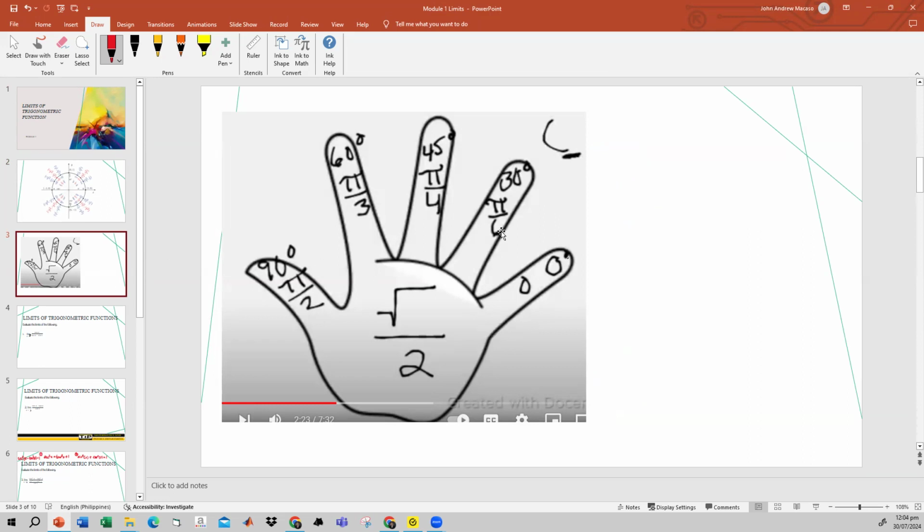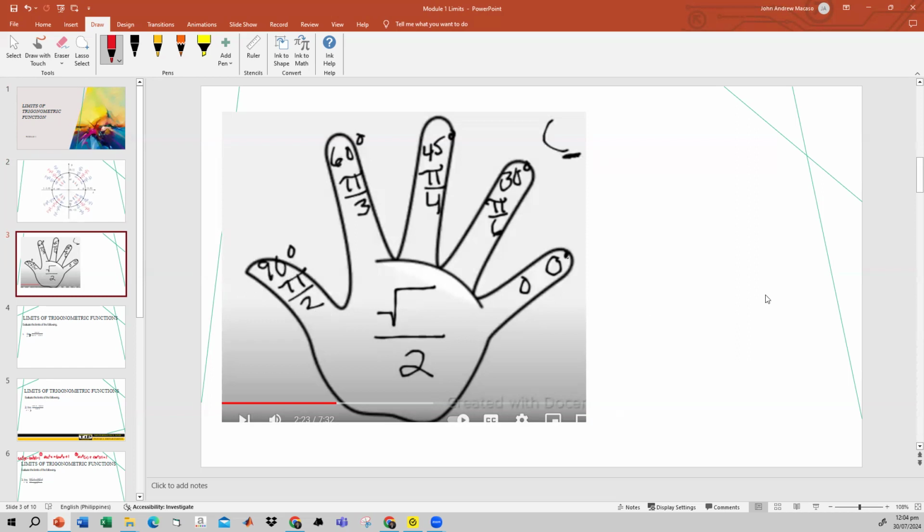While for the ring finger, we'll assign 30 degrees or pi over 6. While for the middle finger, we'll assign 45 degrees, or that's pi over 4 in radian. Then for the index finger, we'll assign 60 degrees or pi over 3. Then lastly, for the thumb, we'll assign 90 degrees, or that's pi over 2.